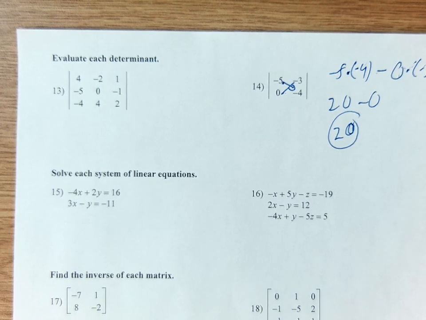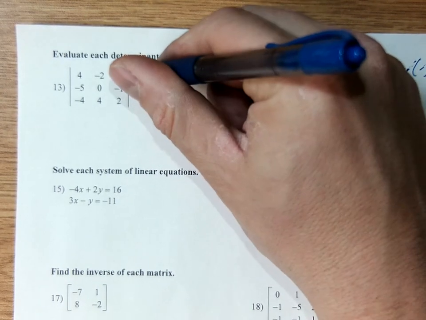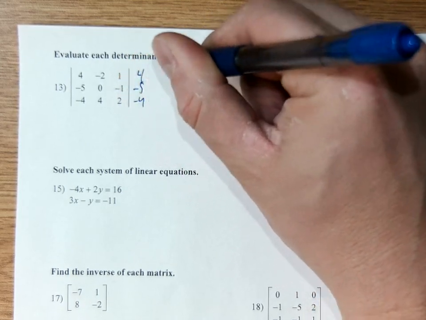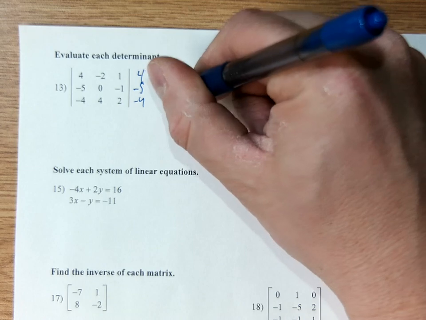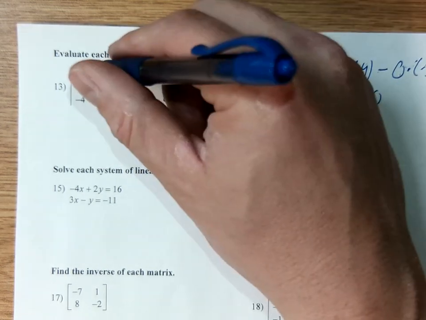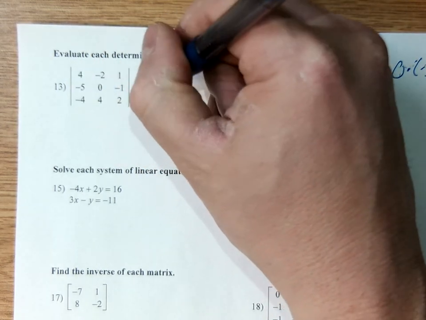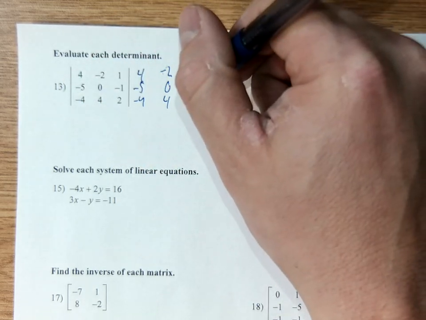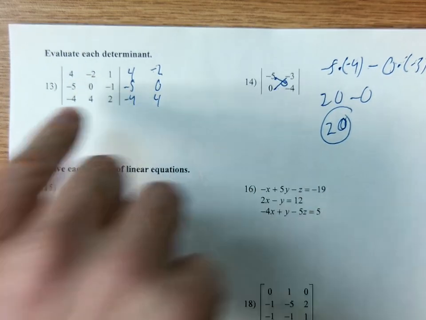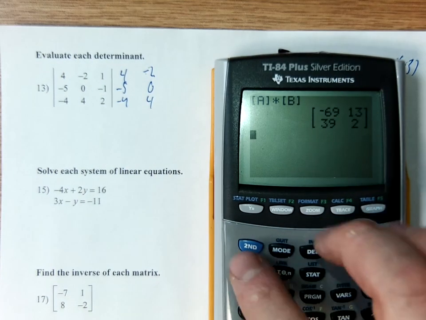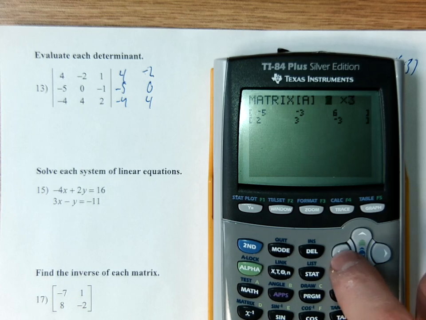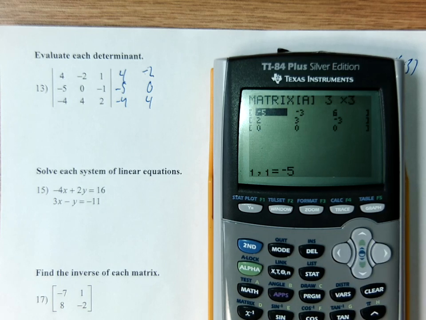This one, number 13, takes a little longer. So if you want to do this one by hand, you do have to repeat the first two columns underneath. And you're going to multiply diagonally coming down. There's three multiplications here. And you're going to multiply vertically coming up, like we did in class. I would recommend for this one, you type it in the calculator and use the calculator's ability to do it for you. As we talked about in class before, 3 by 3.